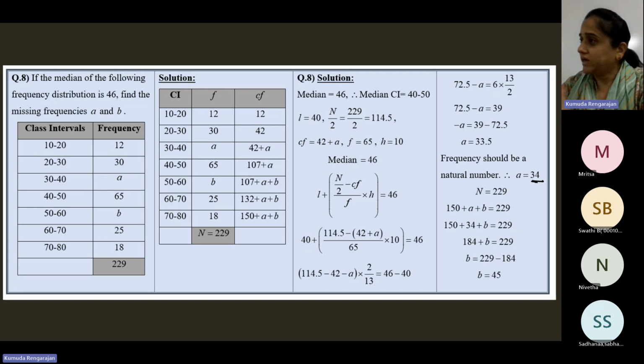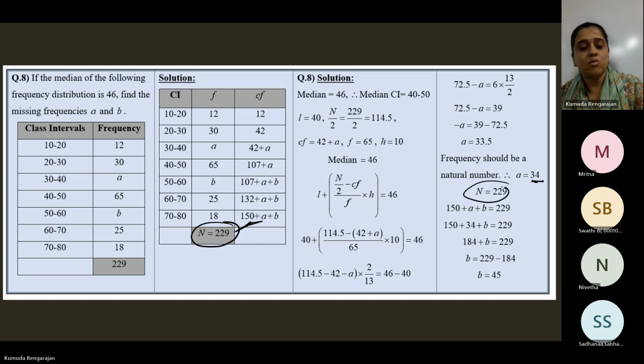Okay. Now we found A. Like this, we found A. Now we'll have to find B. So what did I tell you? This one, 150 plus A plus B is equal to 229. So how have we written that? N is equal to 229. What is the value of N? 150 plus A plus B is equal to 229.